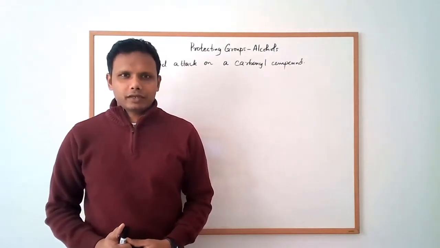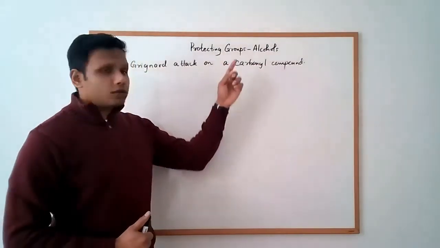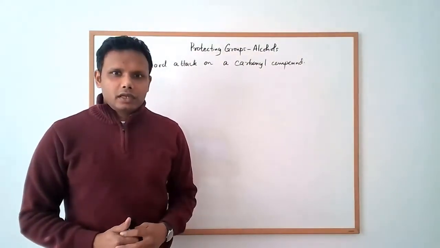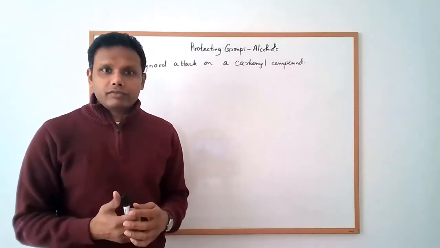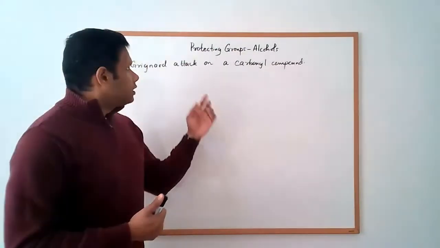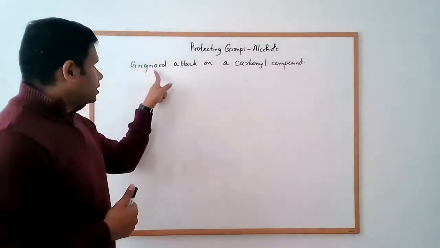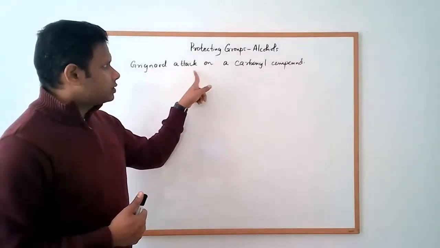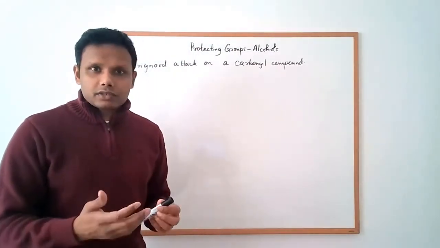Hi everyone, welcome back. In this particular review, we're going to start talking about protecting groups for alcohols. And to understand what these are, we'll have to first understand when we would need them. Okay. And so what we're going to do is I'm going to use the example of the reaction between a Grignard reagent and a carbonyl compound to set the stage sort of.